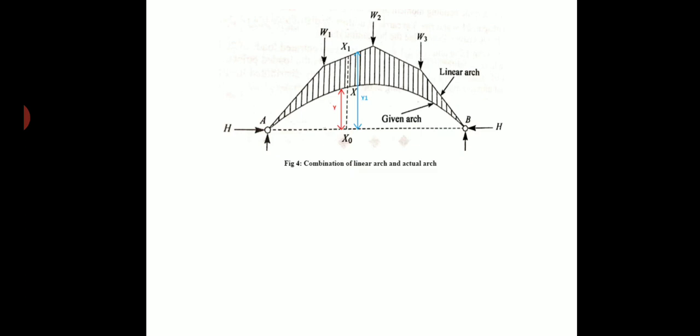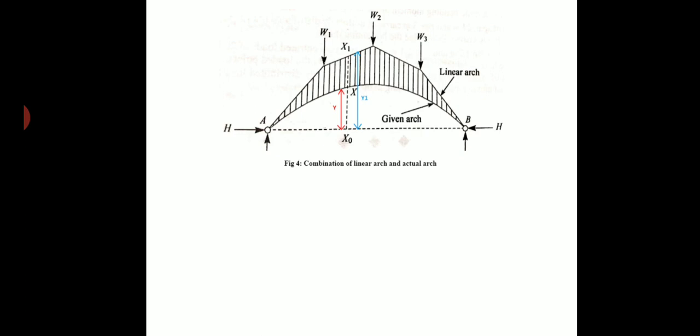So in order to determine what will be the change in the bending moment throughout, I have combined the shape of both the actual arch as well as the linear or theoretical arch here. So I have taken a section here. x naught will be the section for the actual arch, and theoretical, which is at the distance of y, I have represented that in red in color.